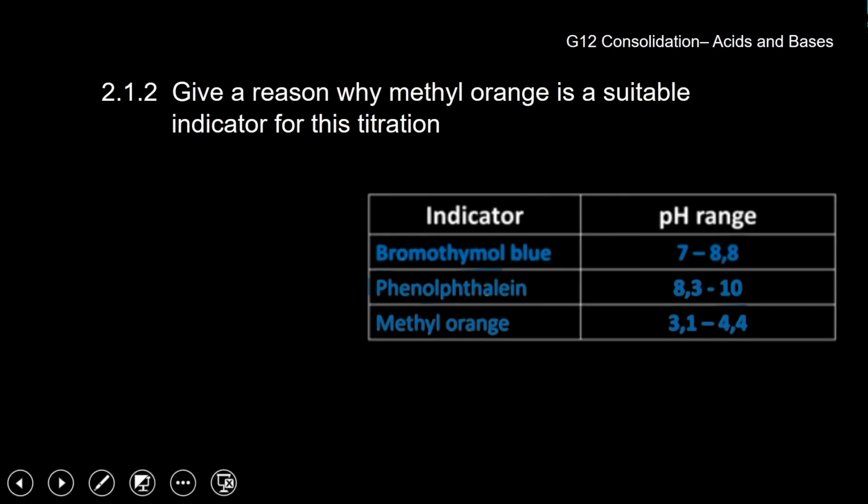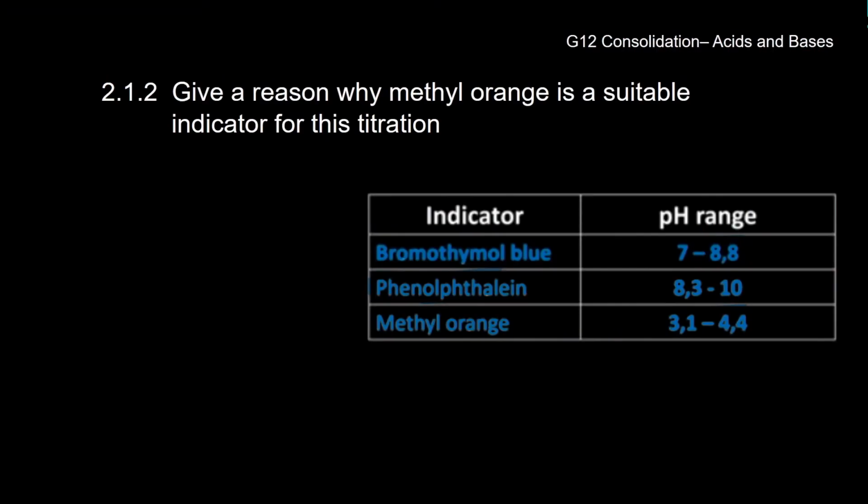Let's carry on. Give a reason why methyl orange is a suitable indicator for this titration. Now, we've got three kinds of indicators. We've got bromothymol blue, we've got phenolphthalein, and we've got methyl orange. Bromothymol blue is an excellent indicator to use when we've got a strong acid and a strong base. Why? Because the end point is around about 7-ish. And that is where neutralization happens for a strong acid and a strong base.